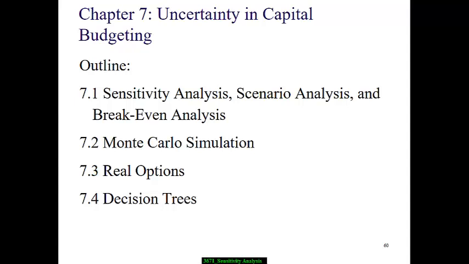In this chapter, we're going to address how to deal with uncertainty in capital budgeting. Typically, when we arrive at the net present value of an investment proposal, we get a specific number. How reliable is this number? How much trust can we put into this number?